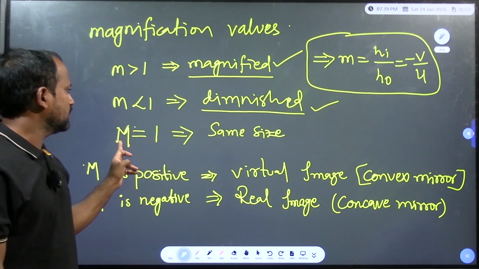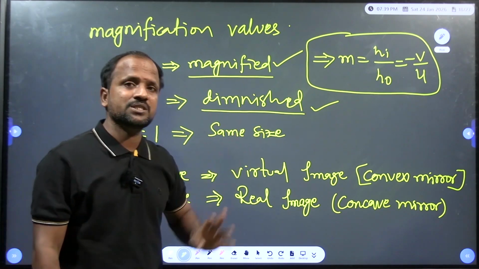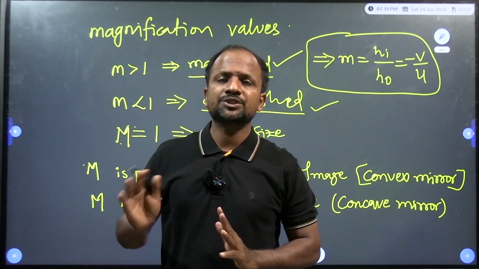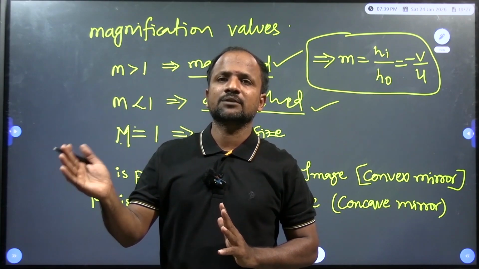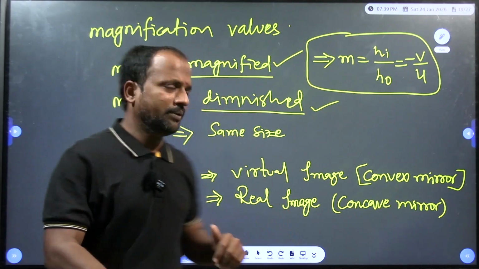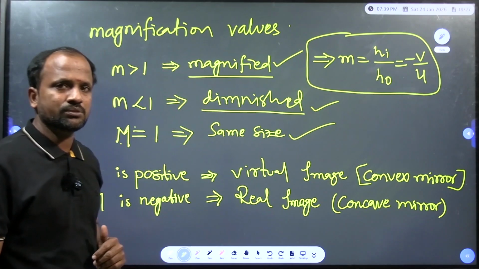Next, M is equal to 1. A same size image is formed. There is no change between the size of the object and the size of the image. So when M is equal to 1, the same size image is formed.